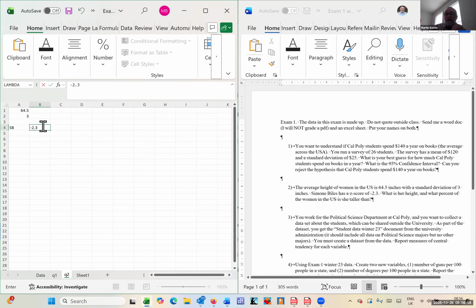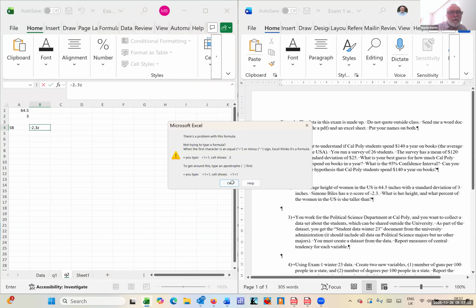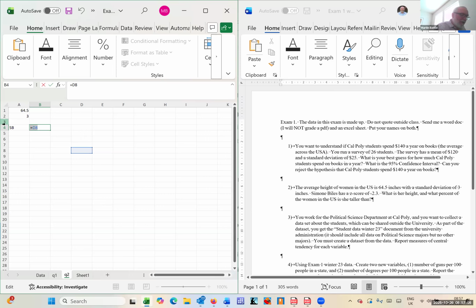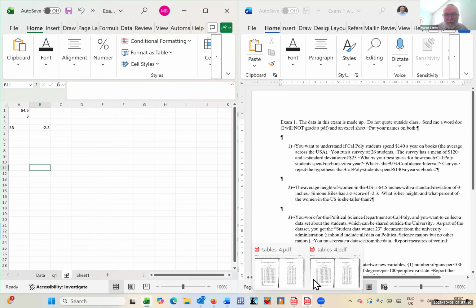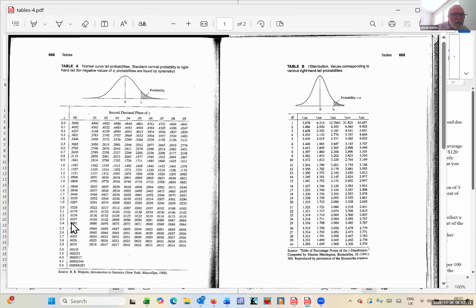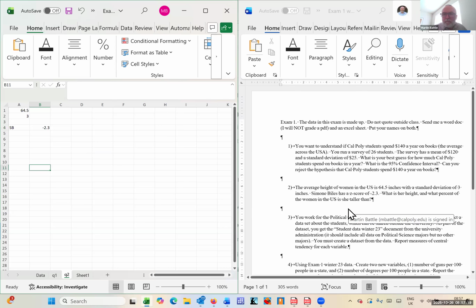So what I'm going to do is go negative 2.3 Zs and work that out. Yeah. No, I just want negative 2.3. You don't need to tell me it's an equation. All right, so I'm going to go to tables. I'm going to look up 2.3. So that's 0.0107. What is her height? So she's smaller than 1.07% of the population, right? Or she's taller than 1.07% of the female population.